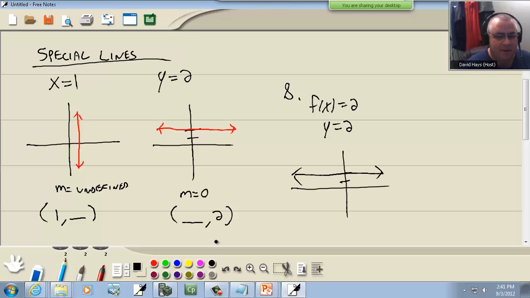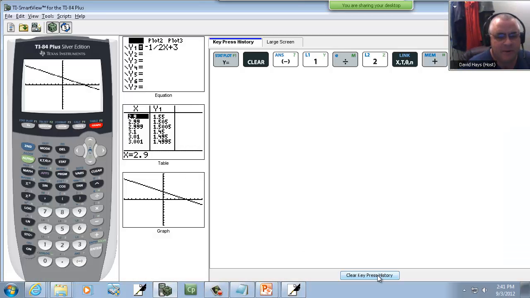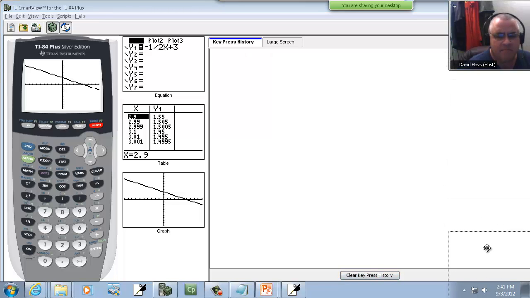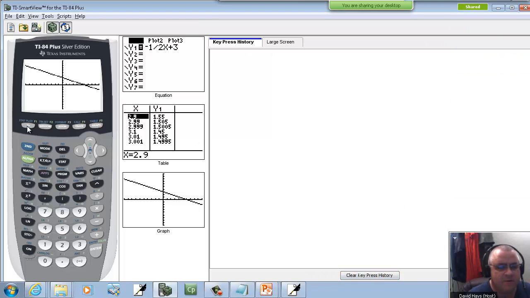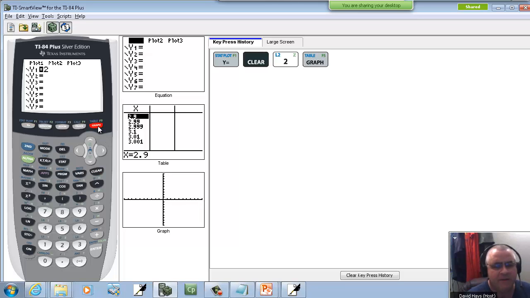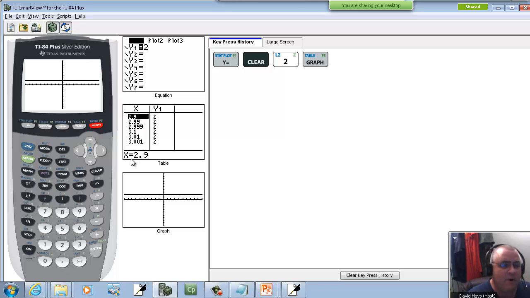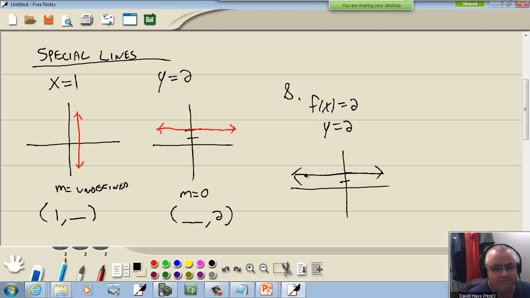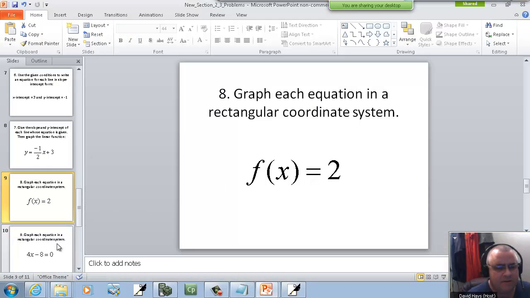Now that one you can actually plug in your calculator, as weird as it seems. If I come here and press y equals, press clear, if I put 2 in and then push graph, it gives us that graph. Anytime you can solve for y, you can put it in your calculator. Well, let's look at the next one.